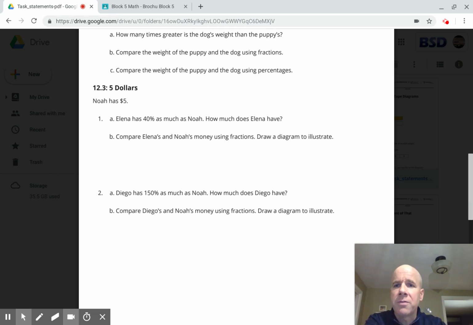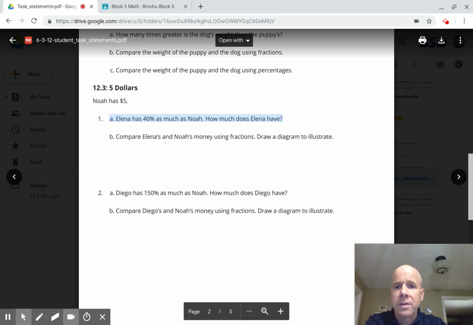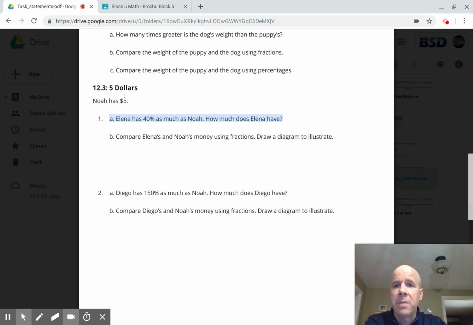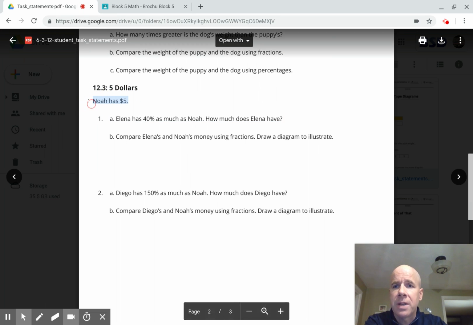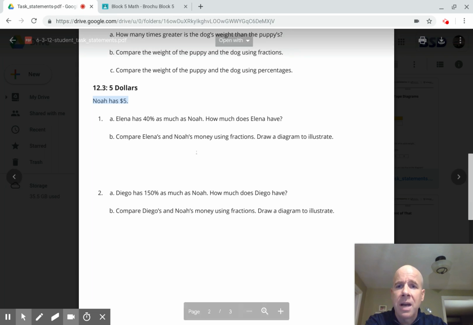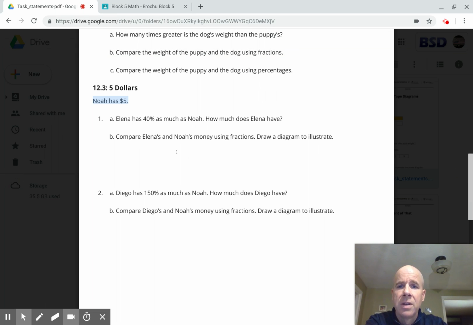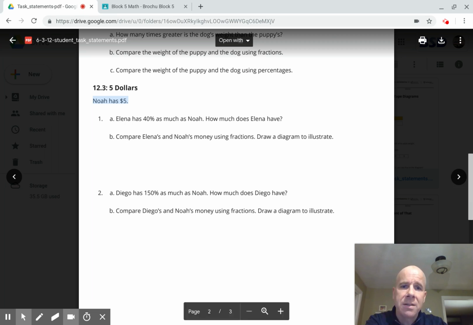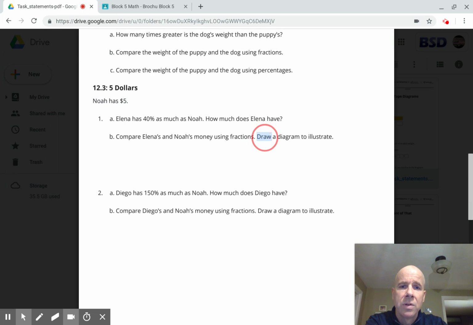This one is a little bit more difficult, but it's stuff that you can do. Elena has 40% as much as Noah. How much does Elena have? If you notice, you're going to have to draw a tape diagram. Noah has $5. The $5 is going to represent 100%. Elena has 40% of that. So you're going to have to figure out, if we break it up into chunks, how much money does Elena have? You're going to use a fraction, 40%, and you're going to draw a diagram to illustrate what you've got going on there.